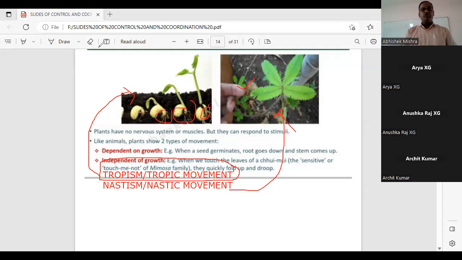So when the movement of the plant is dependent on growth and in a particular direction, towards the direction of the stimuli, it is tropism or the tropic movement, and the other is nastism or the nastic movement. For example, if you touch the touch-me-not plant, the leaf shrinks randomly, irrespective of which side the stimulus is applied from. This is growth independent, and that is why this type of movement is called nastism or the nastic movement. Is it clear to you, Tafshir, now?